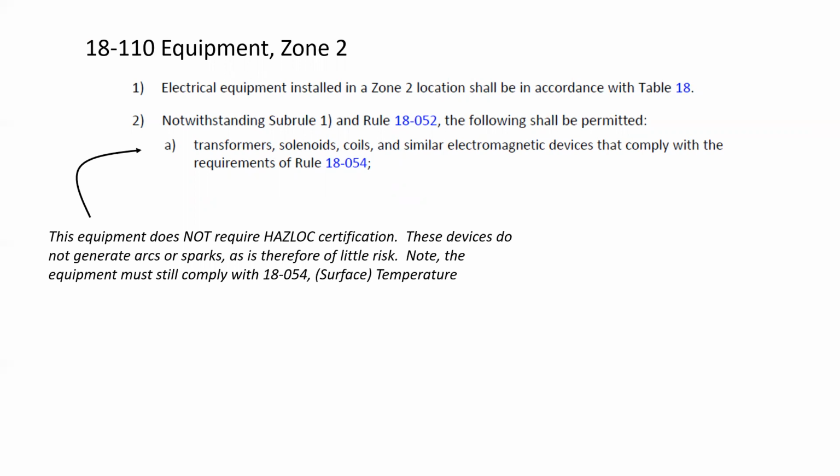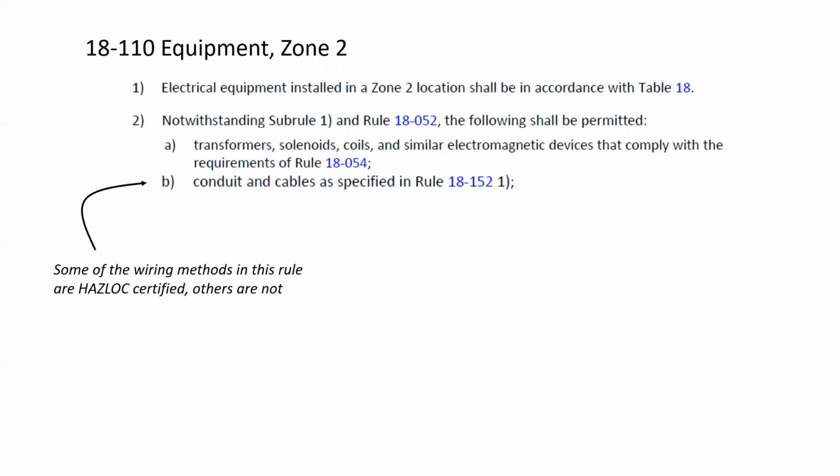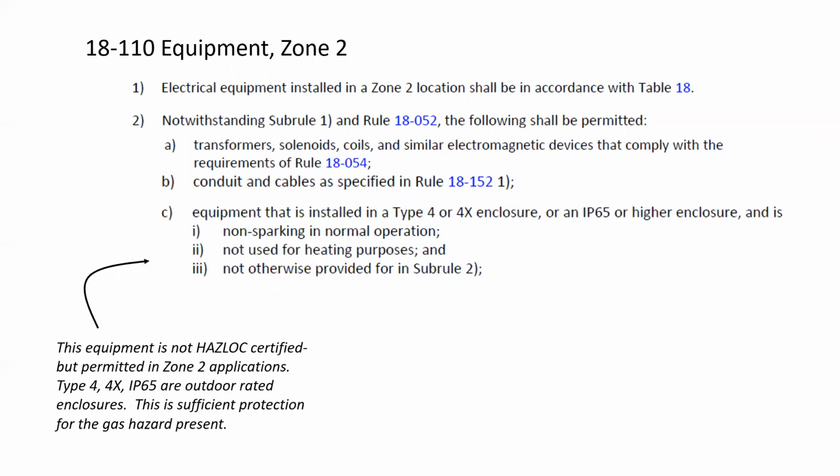So let's look at item A, transformers, solenoids, coils. All of these items here, they don't create arcs or sparks, and they would need to have a temperature rating that aligns with what the gas environment is. Some of the wiring methods in this rule are HAZLOC certified, others are not. Down here, this equipment is not HAZLOC certified, but permitted in Zone 2 applications.